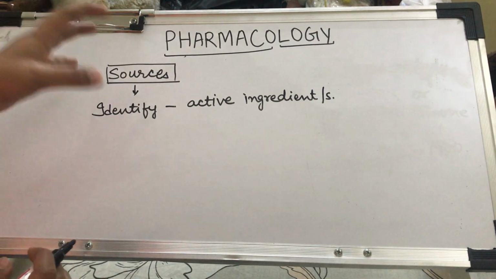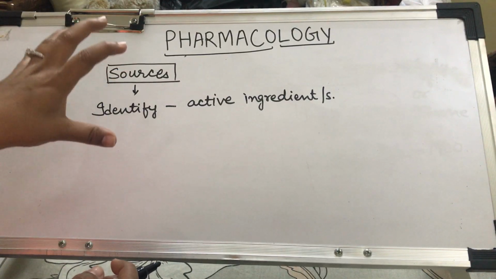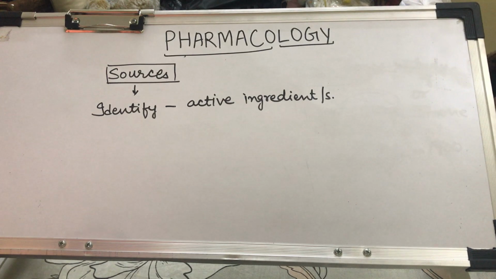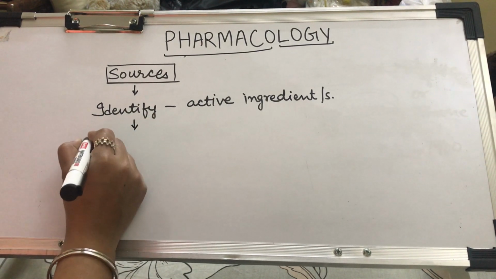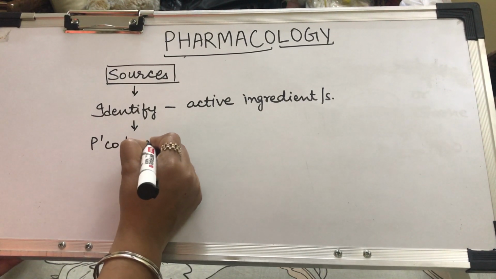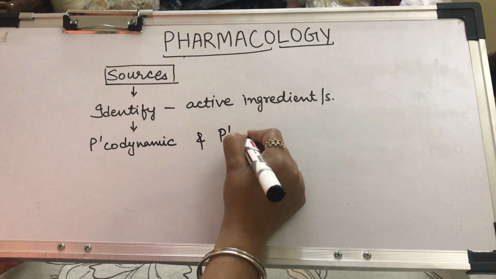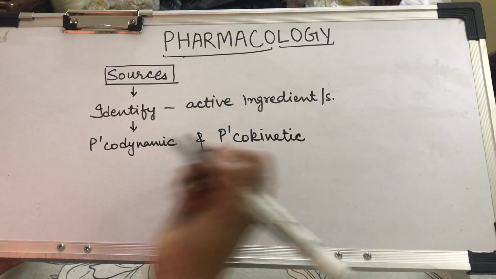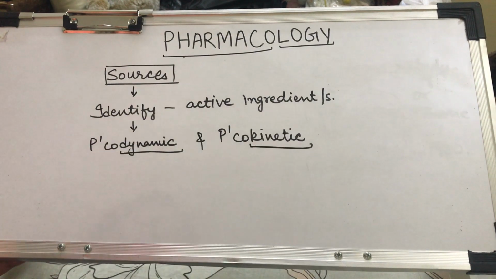We are going to identify which ingredient among that source is acting as the active ingredient. After that, we need to check its pharmacodynamic and pharmacokinetic properties. Now, pharmacodynamic and pharmacokinetic, what are these?